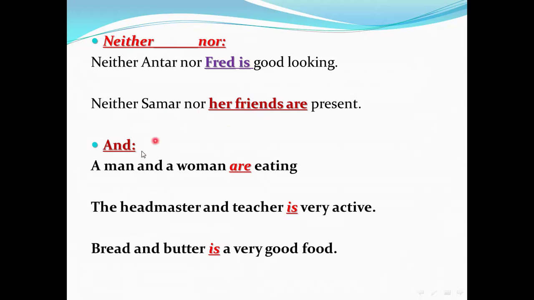We have and. Here, a man and a woman are eating. The headmaster and teacher is very active. If we say the headmaster and the teacher, we say are here. Or here we say is, because they are the same person, so the sentence here is singular. Okay, bread and butter is. Why do we say is here, Miss Iman? Because as we told before, uncountable nouns are treated as what? A singular noun, like this. Bread and butter is very good. Okay.